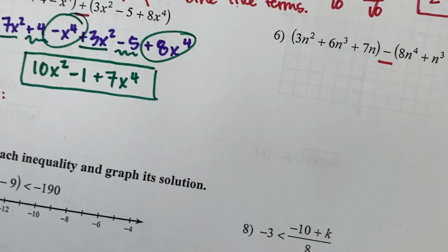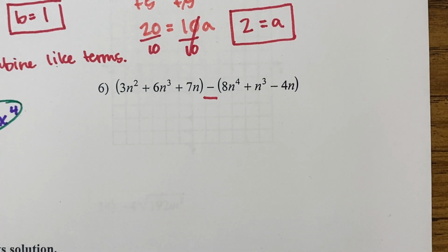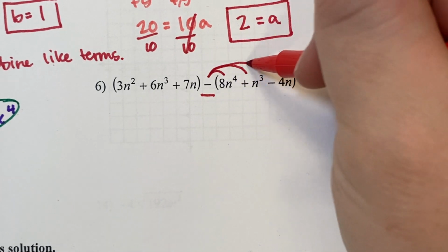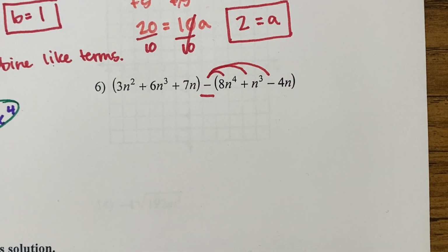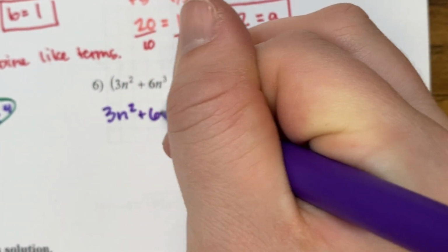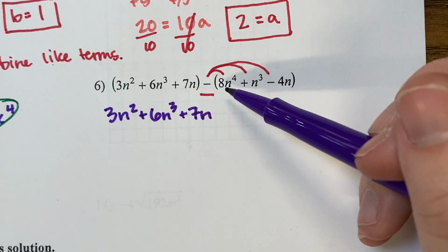All right, let's do that again. So in number 6, this one is a subtraction sign, which means the signs after it are going to change. Remember, the first part always stays the same, so you can always just rewrite it. 3n squared plus 6n cubed plus 7n. Well now they change.